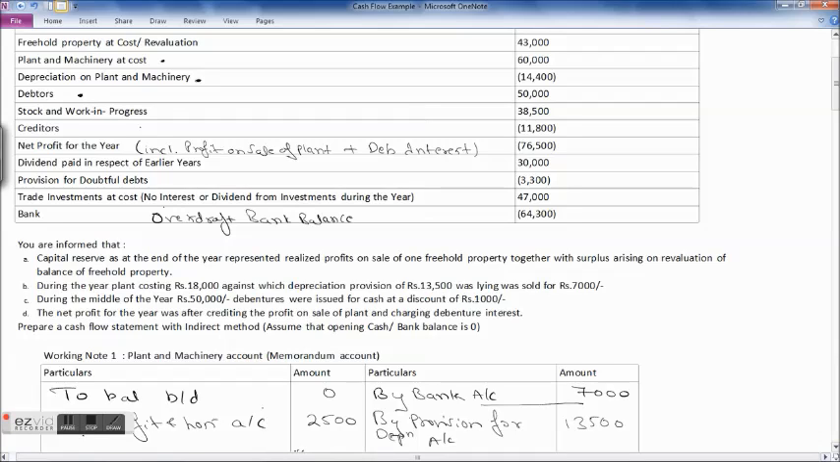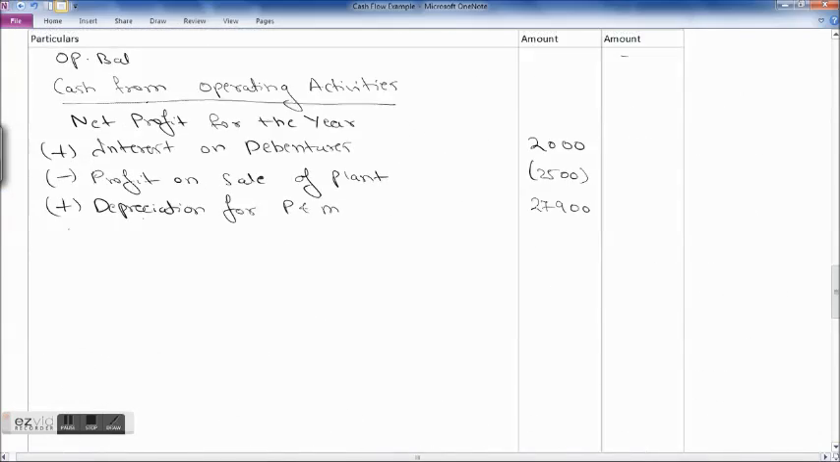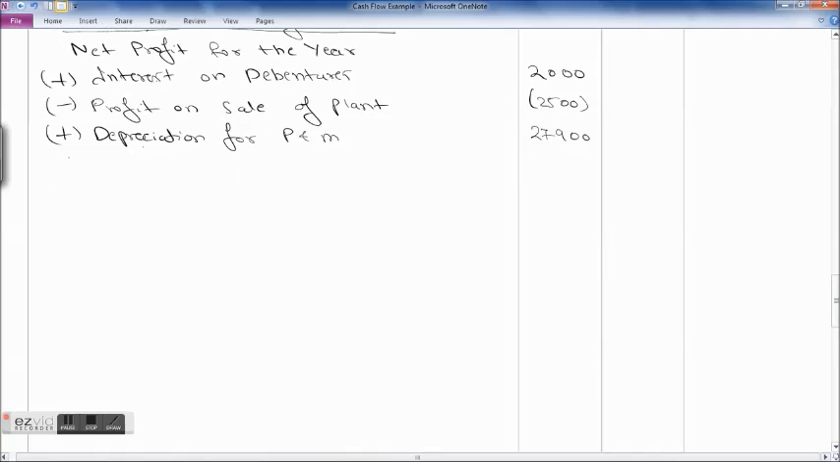But if you see, there is a provision for doubtful debts of 3,300. So usually what has been done is your debtors 50,000 minus 3,300. That is your net debtors, which are required to be reduced from your cash flow from operating activities. So I'll leave some space for some other working.